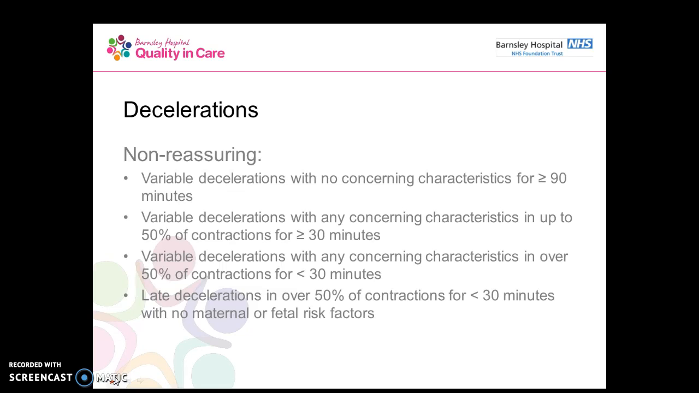And if you've got late decelerations with over 50% of contractions for less than 30 minutes, then that's classed as non-reassuring, but you can't have any other maternal or fetal risk factors, otherwise it affects how you categorise your late decelerations.